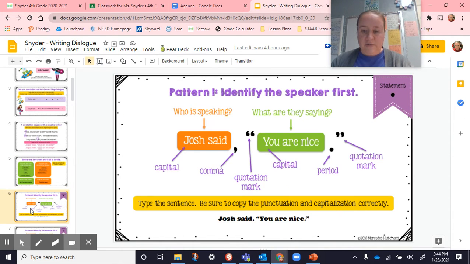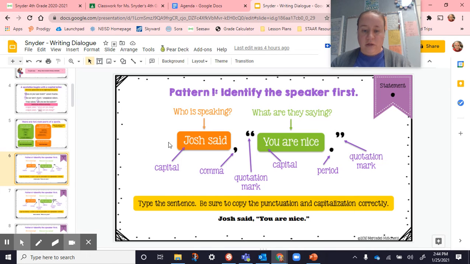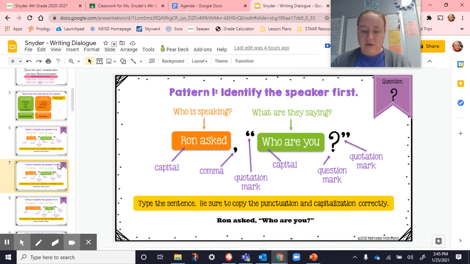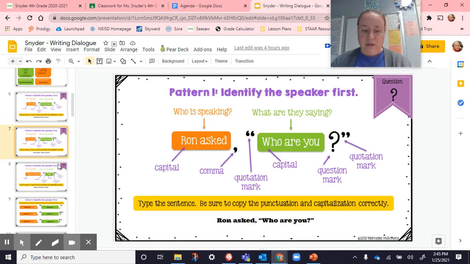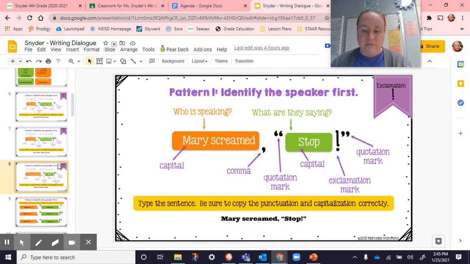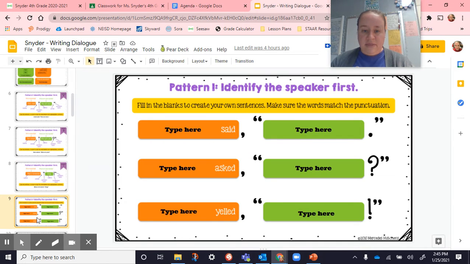Then on this page, we started putting some together. Here you have your capital letter for the name, Josh said, comma. Open up those quotation marks, so those are hugging what's being spoken. He says, 'You are nice,' with a capital at the beginning and a period at the end, and you end your quotation marks. That one was the statement with the period. Here's an example with the question mark and another example with the exclamation mark. You type them on the bottom there. And then we stopped there.